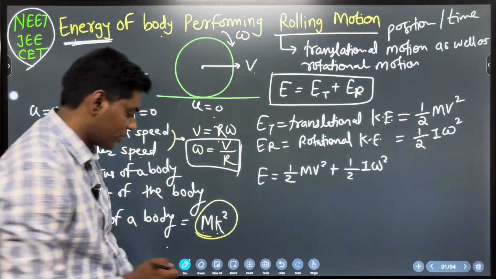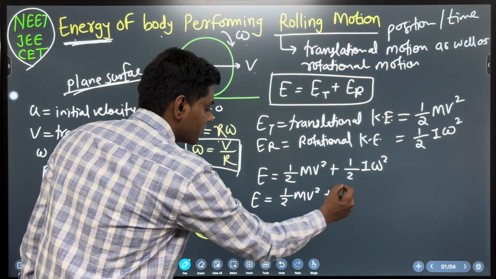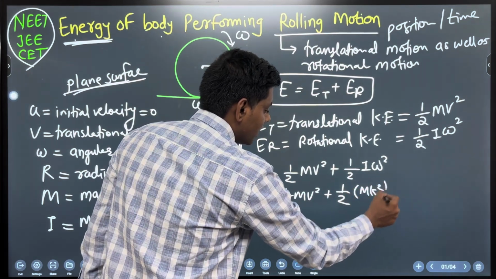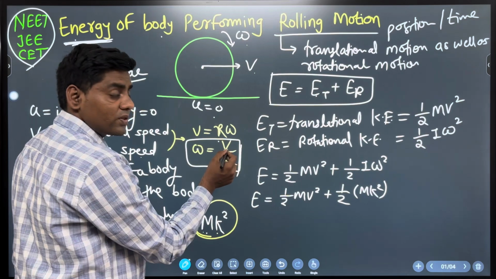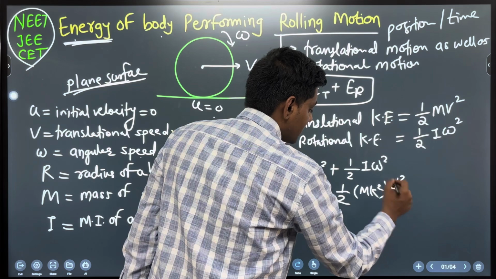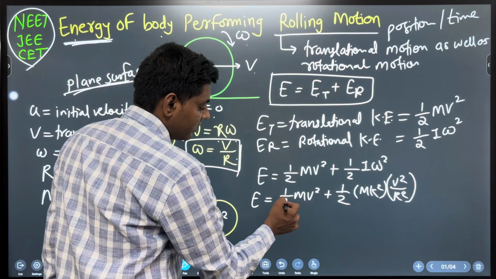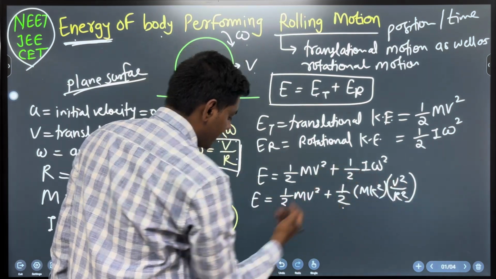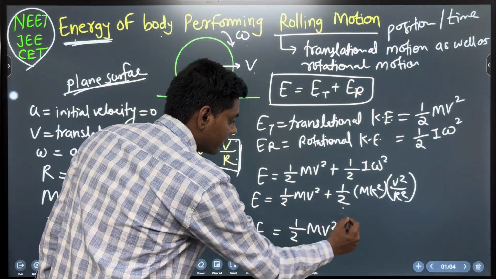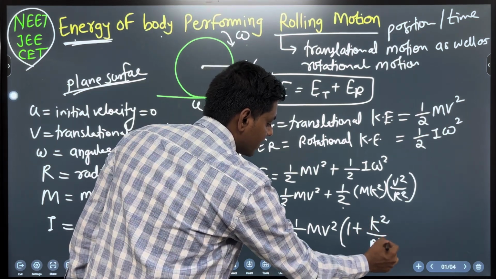So we substitute both of these there, and we get E equal to half mv square plus half, and the value of I is mk square, and omega square gives v square divided by r square. Now observe carefully what we take common. We can directly take half mv square common, so E equal to half mv square into bracket, and what remains is 1 plus k square divided by r square.